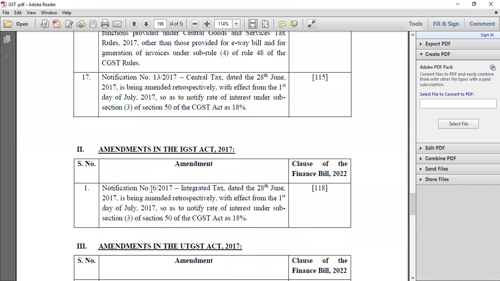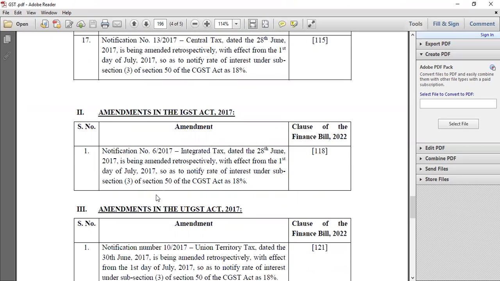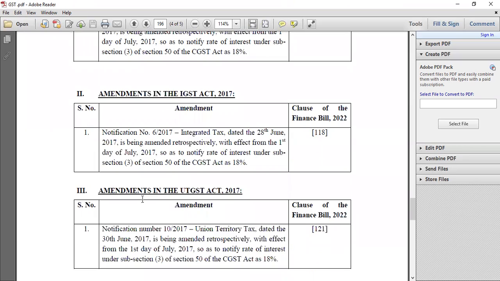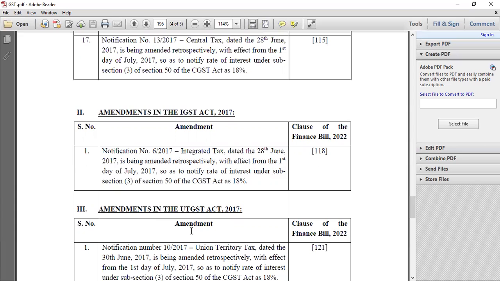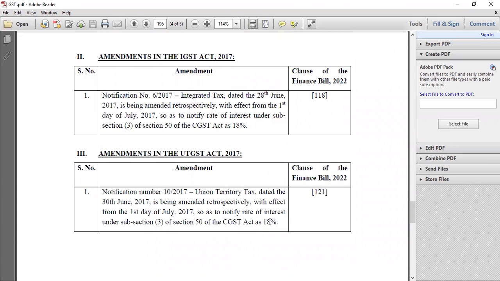Also, corresponding notifications in IGST Act 2017, notification number 6/2017. Also, the corresponding notification in the UTGST Act 2017, notification number 10/2017, is also being amended so that the interest rate may be notified at 18%.